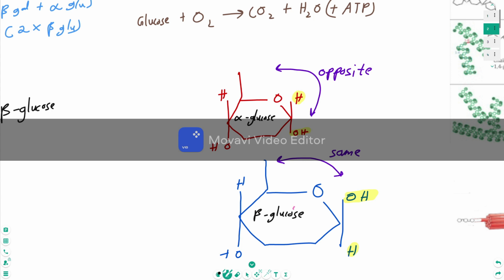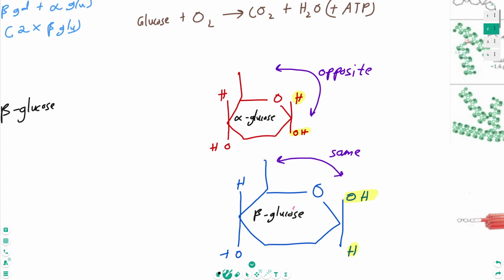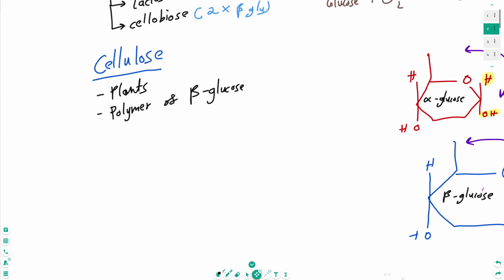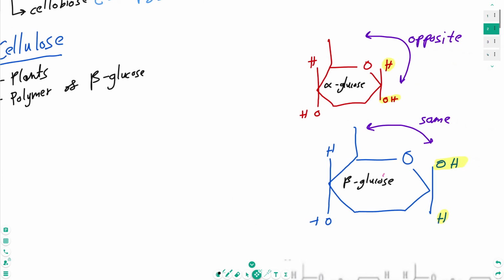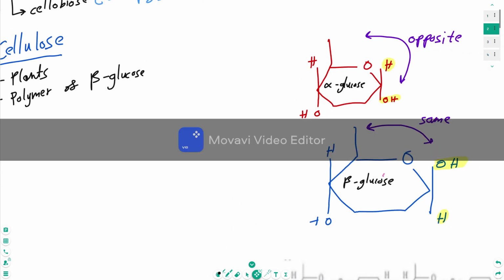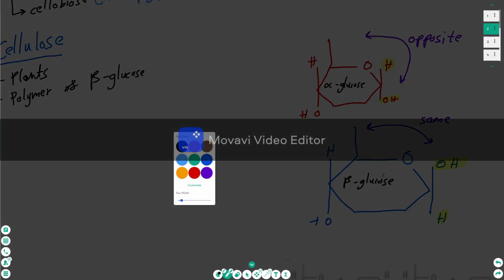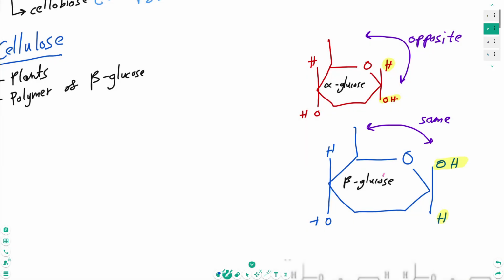Okay, so beta glucose can also form these glycosidic bonds, but because of its structure, it's unable to form these glycosidic bonds in the same way as alpha glucose. So if we took another beta glucose molecule down here, whoops, that is not meant to be in there, that is meant to be a hydrogen.